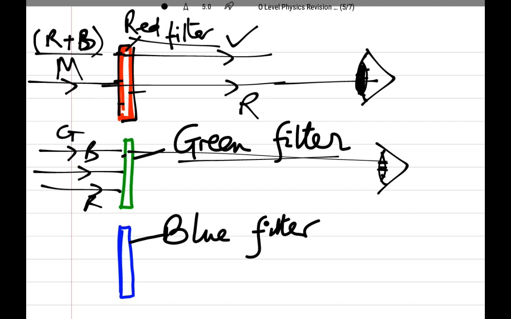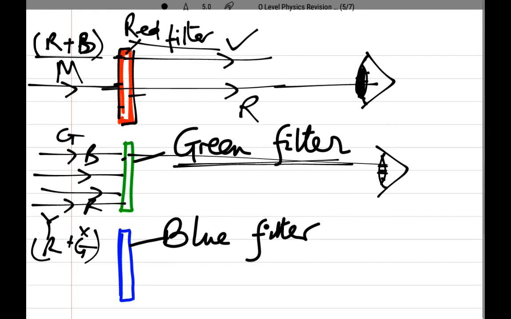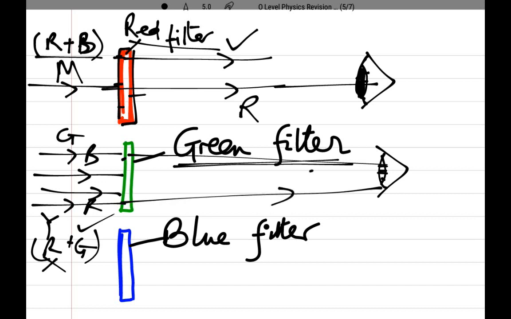Then when yellow light is incident on it, remember yellow is red plus green, so the green filter will absorb the red component. Sorry, that was not good. Come on. The stylus made a mistake. The green filter will absorb the red component of the yellow light and it will transmit the green component. So the person will see green. You see that?